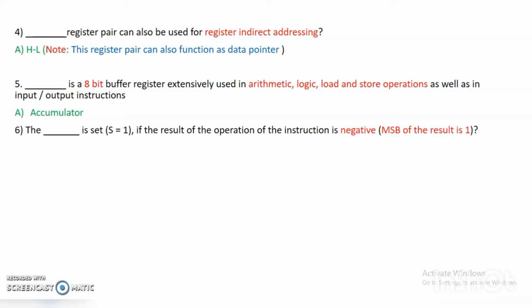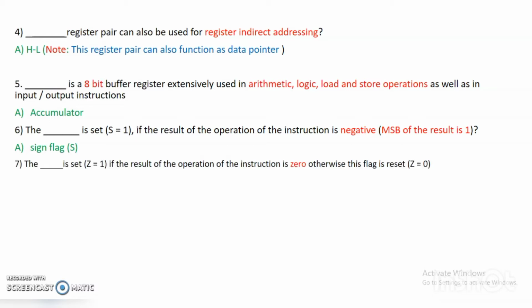Bit number 6. Dash bit is set if the result of the operation of an instruction is negative. The answer will be sign flag. Whenever the most significant bit, the 7th bit, is negative, then this flag present in the flag register will be set to a value of 1.